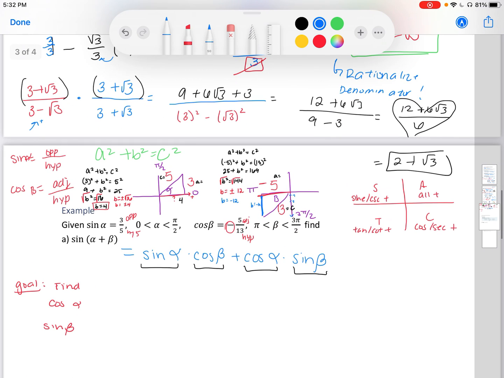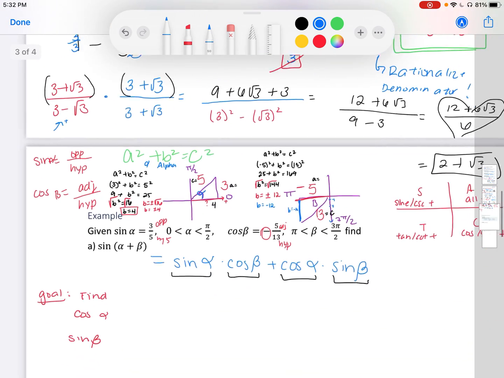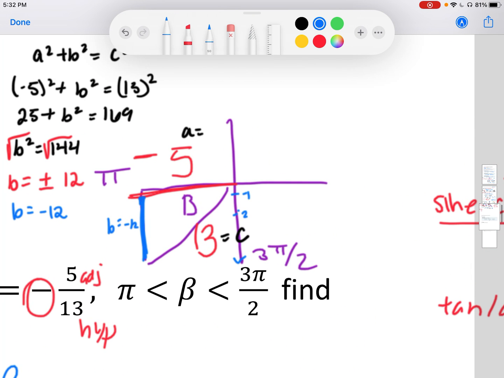All right. Now I can find cosine alpha and sine beta. All of this work was for our alpha, right? Because this is our angle alpha. And all of this work was for our beta.